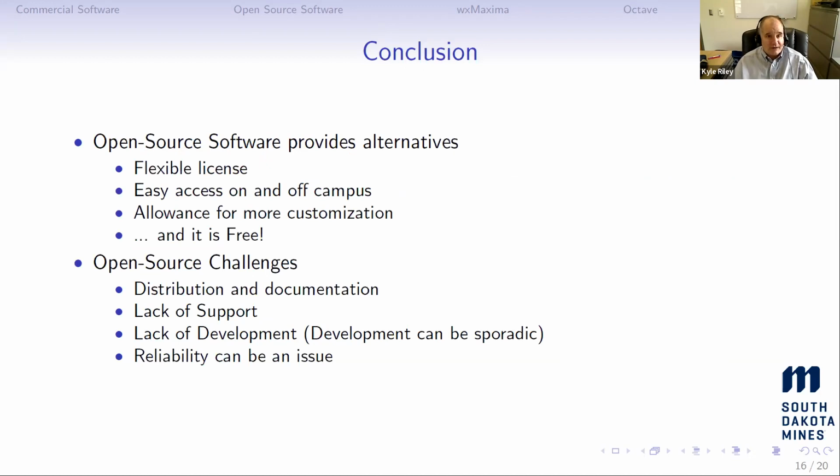To wrap things up here, open source software is a nice alternative. It gives you access both on and off. You can customize because the code is open source. There are challenges: distribution, documentation, those might not be as well supported. The development can be sporadic, and reliability can be an issue. There's some quirky things about getting some of the stuff to work, that it's not as seamless as it is for a commercial package like Maple or MATLAB or those kinds of things.